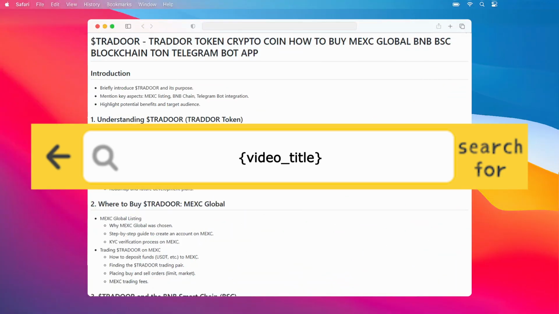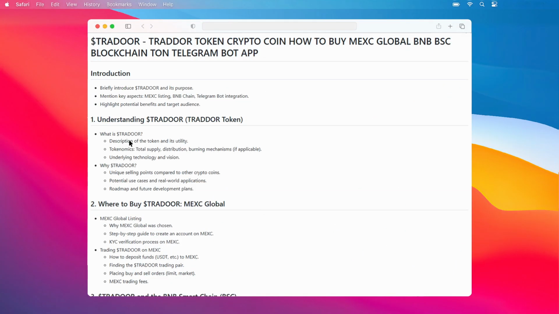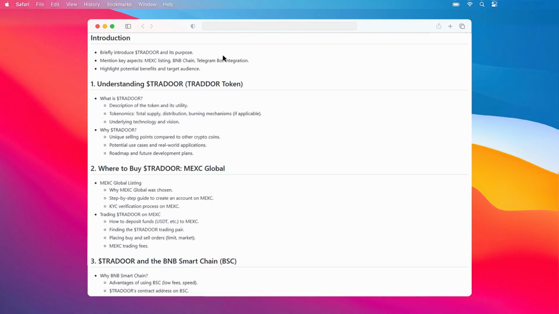Welcome back to Helper. Today, we're diving into Tradoor, a crypto coin also known as Tradoor, and exploring how you can acquire it using MEXC Global, the BNB Smart Chain, and even a handy Telegram bot app.